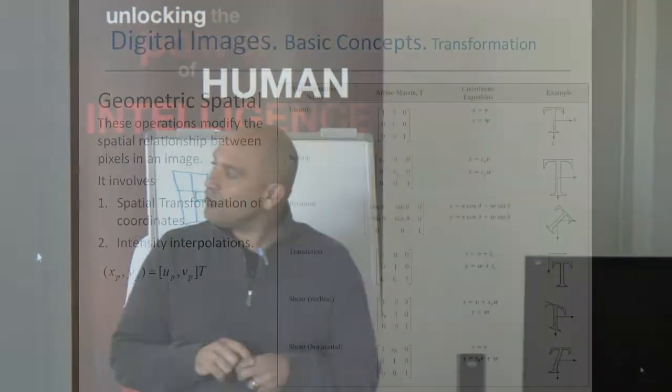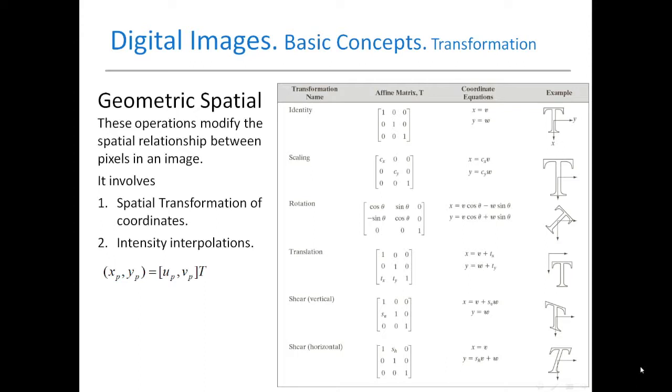Okay, so what we talk about when we say geometric transformation is that we're doing simple transformations on the image. For example, the basic one is the identity transformation, where we don't do any changes in the image. We could scale the image by a factor in the X direction or the Y direction. And we could do rotation around some position, usually the origin, by an angle alpha. We could also do translation or shear, both horizontally and vertically.